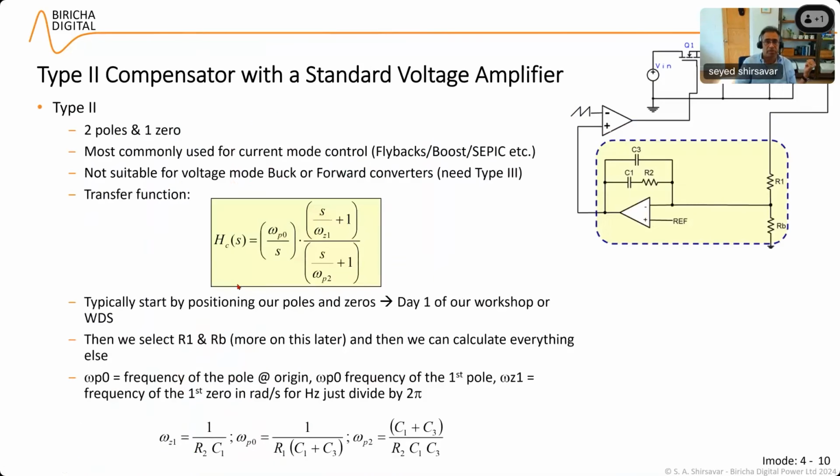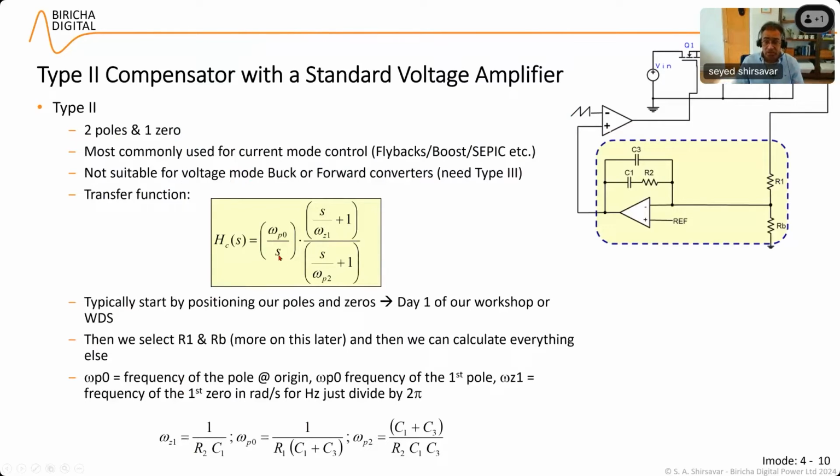Okay, so a review of a standard type 2 compensator. Here's the transfer function. Again, we have done this many times and there are videos, and this part is very well documented. You can find that very easily. You have two poles and you've got 1 zero. This is one pole, this is another pole, this is 1 zero. This is your pole at origin.